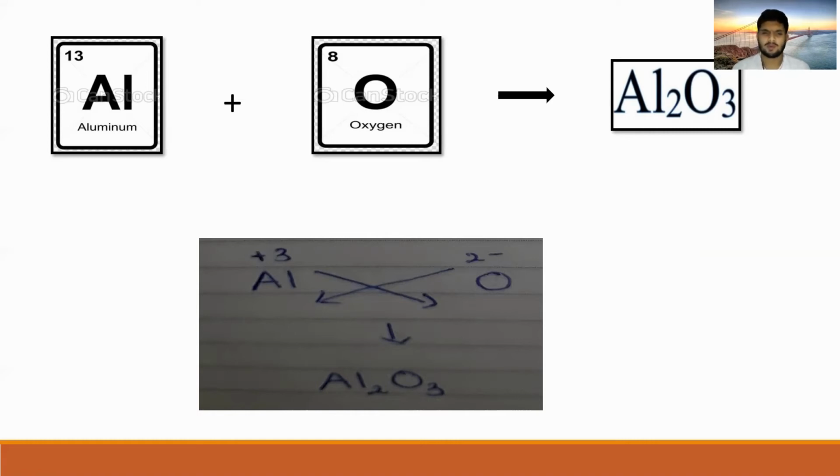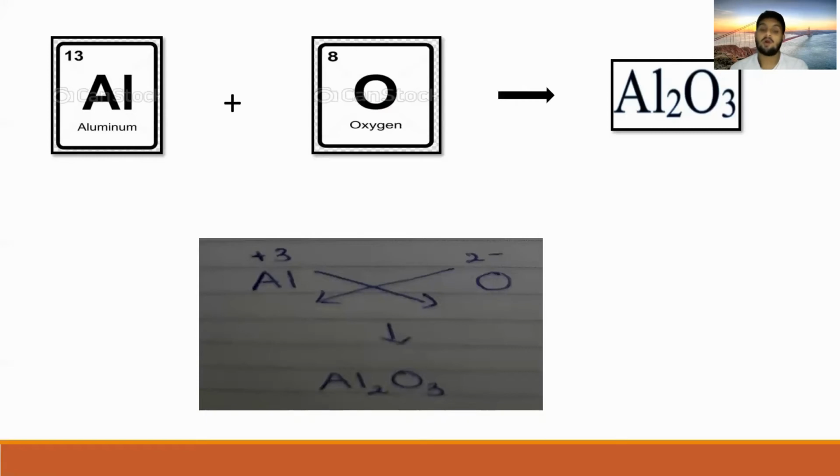So we don't care about the sign when we are trying to interchange this one. So when we interchange, aluminium will get a 2 and oxygen will get a 3. So that will be the final answer. Now you get Al2O3. When we get Al2O3, the name of this formula is aluminium oxide. So aluminium oxide, the symbolic notation will be Al2O3.